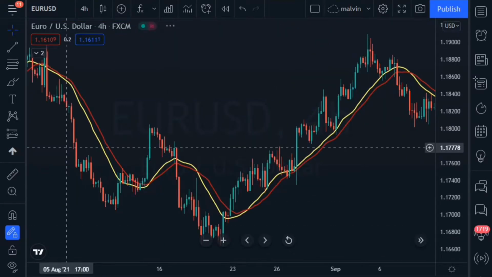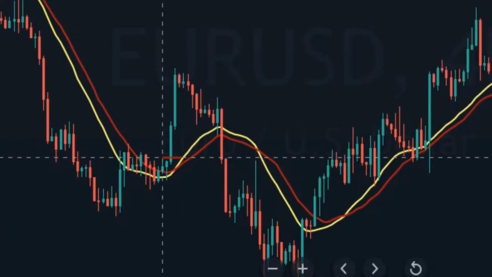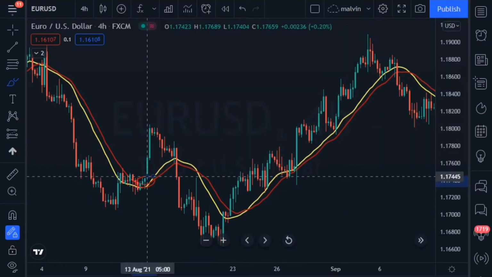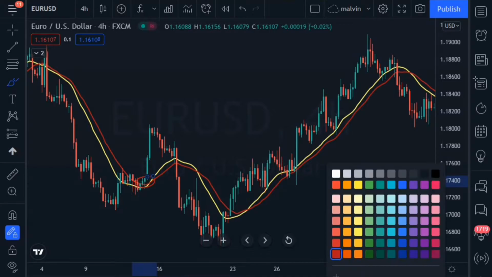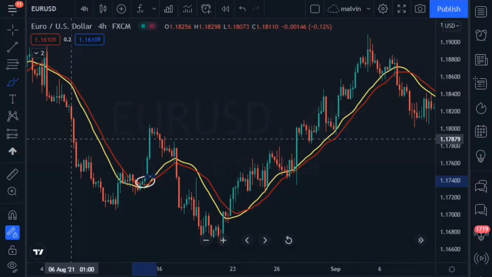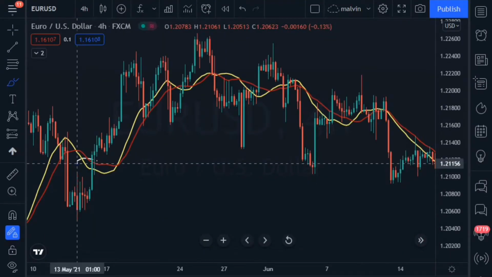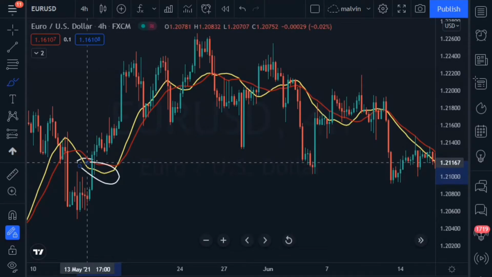So right now, let me show you examples of where you can take entries of a buy. So this right here, as you can see, this is an entry for a buy. I think I need to make that white. So let me make that white. So this right here is an entry for a buy. This right here again is another buy, right? And you could see here again, this is another buy.